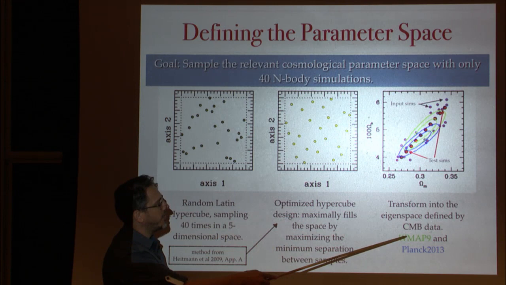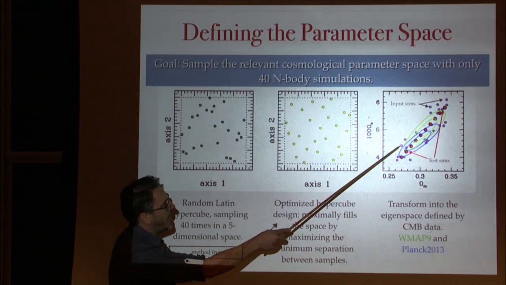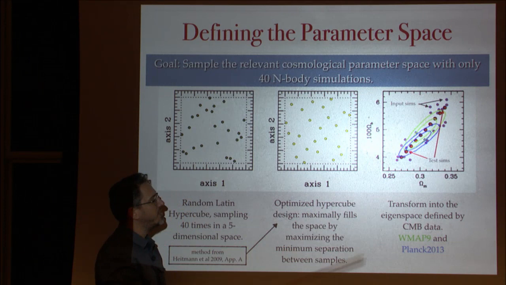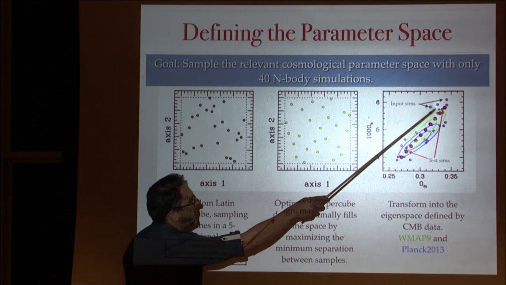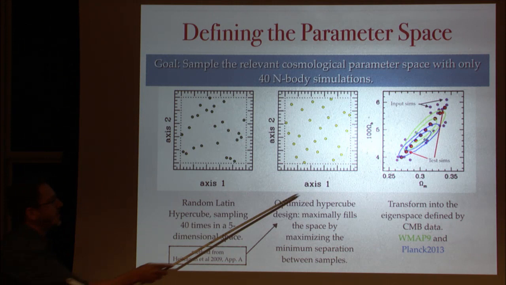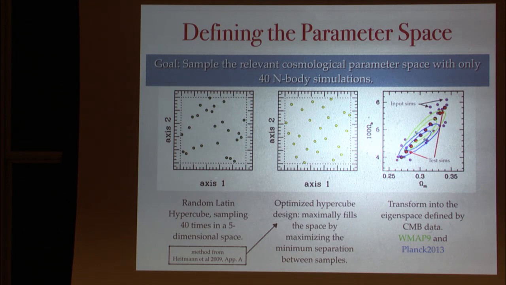Right? So this was now this Cartesian space projected into a space defined by, you know, that encompasses WMAP 9 and 2013 Planck data in omega matter and omega baryon. The contours are the actual CMB data. The small points here are the projections of my sampled cosmologies. And these big red points, which I shouldn't have put on there, are test points that we're going to look at in a second, just to test that the emulator is actually working.